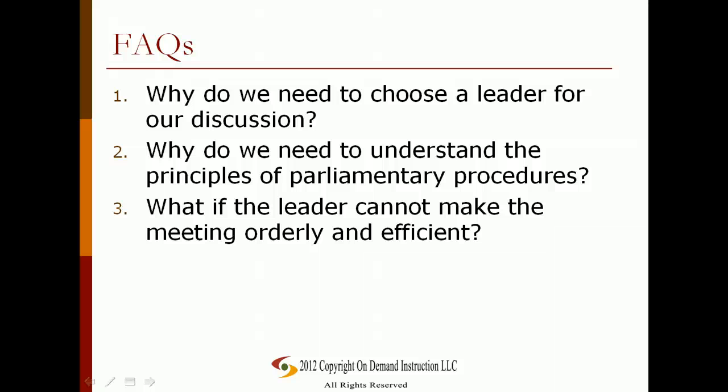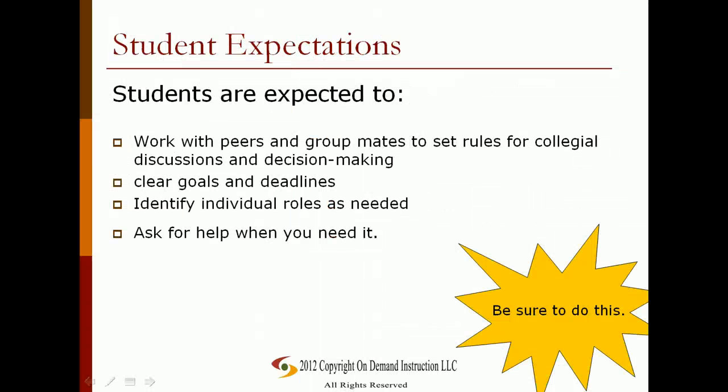What if the leader cannot make the meeting orderly and efficient? A leader presides over a meeting. If a leader cannot perform his duties, members can make consensus with the leader on voting for another member for leadership to fulfill tasks that he or she cannot do. As a student, you're expected to work with peers and group mates to set rules for collegial discussions and decision-making, clear goals and deadlines, identify individual roles as needed.